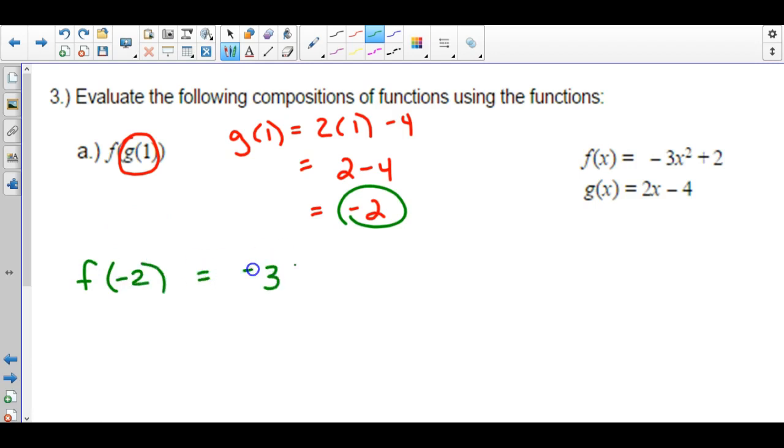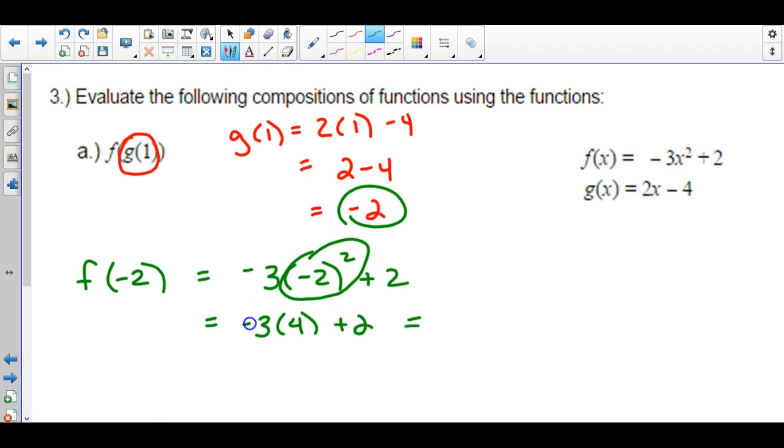And that means I'm going to take the negative 2 and substitute it into my f equation. You could put this in a calculator, but just be very careful that you're putting that input value in parentheses. I'm going to just do the order of operations here. The negative 2 would be squared first, and negative 2 times negative 2 is going to give me positive 4. And then evaluate. Negative 3 times 4 is negative 12, and negative 12 plus 2 is negative 10.